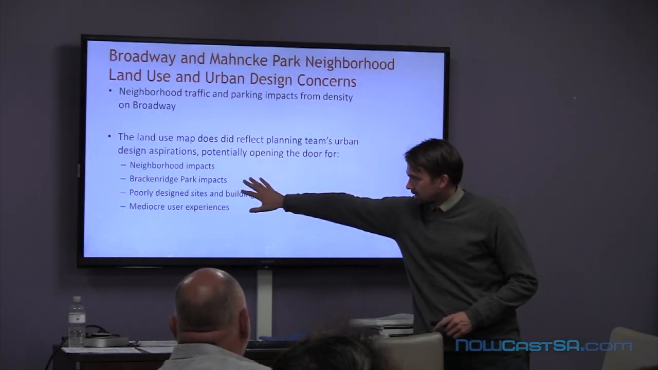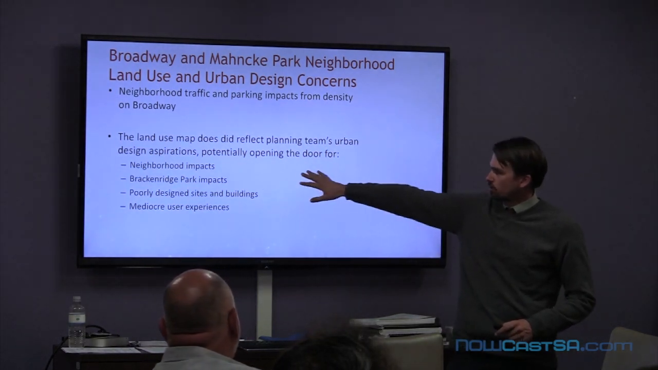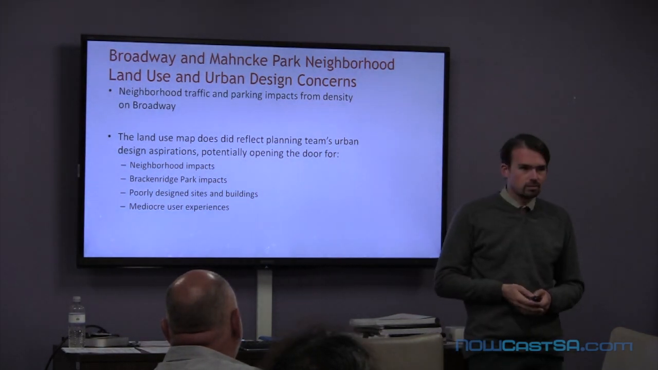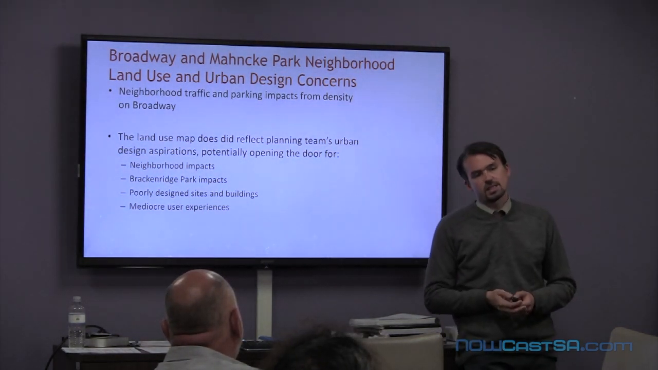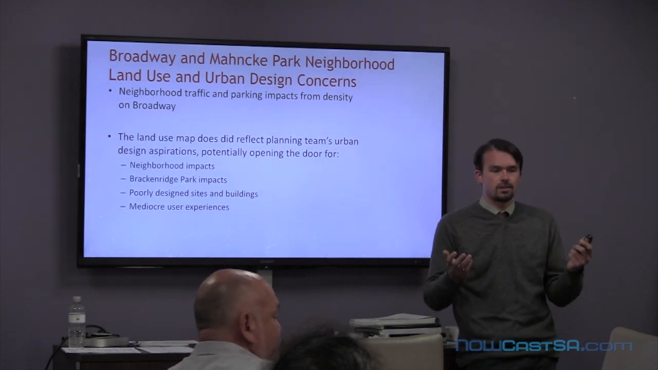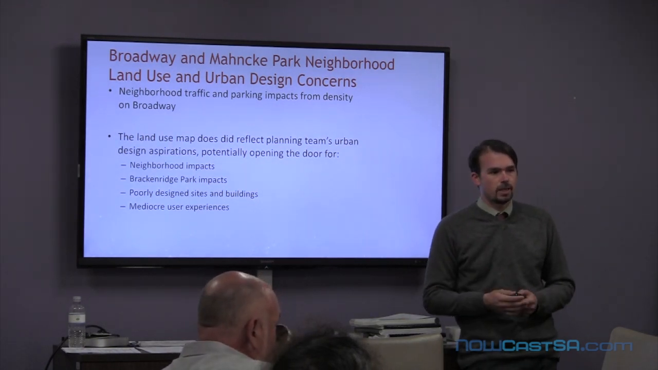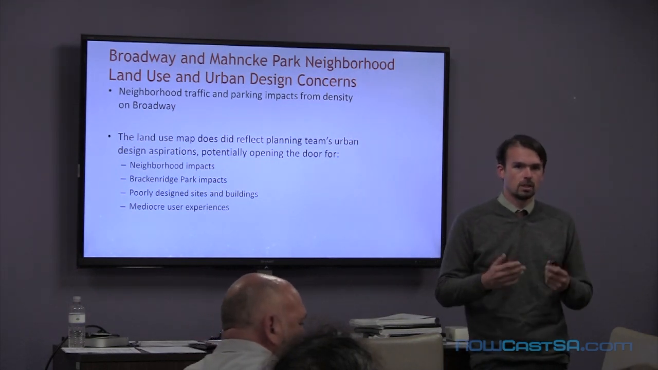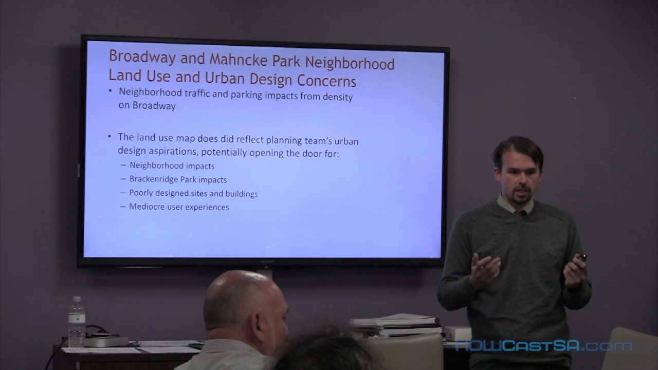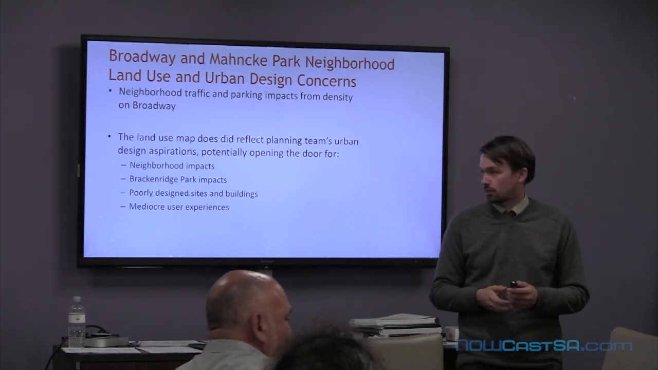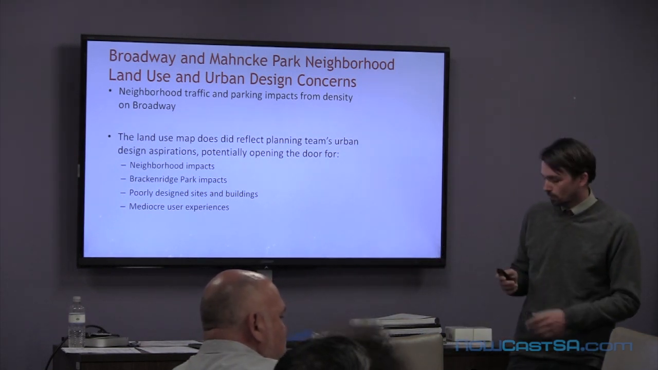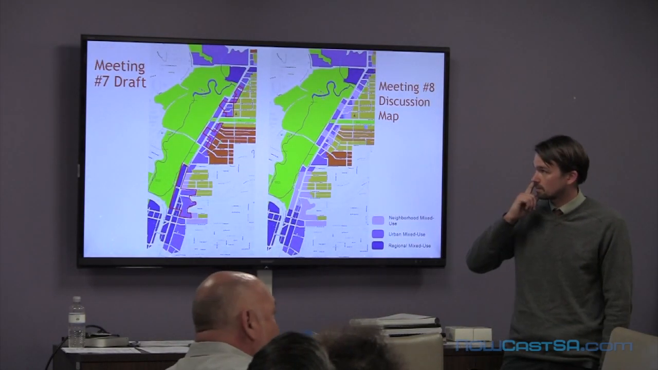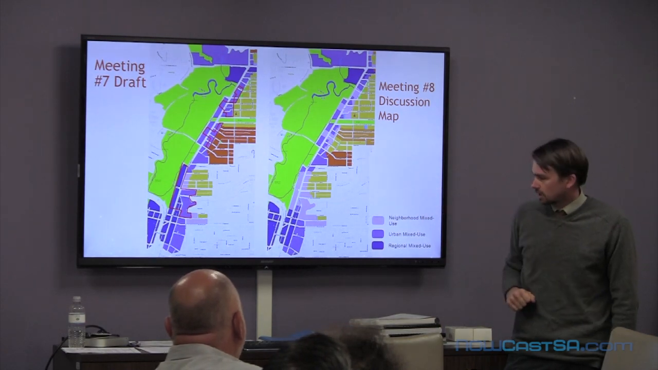We talked about, again, design transitions with Brackenridge Park, and just the idea that if you just have a land use map in this place without the design standards, it might not be the best thing it can be. And the Broadway corridor, given how important it is to the whole region, needs to have really good design. And so that's some of the stuff we just talked about. But let's also talk about some of the ideas for responding to those concerns. This is the map we talked about last time.